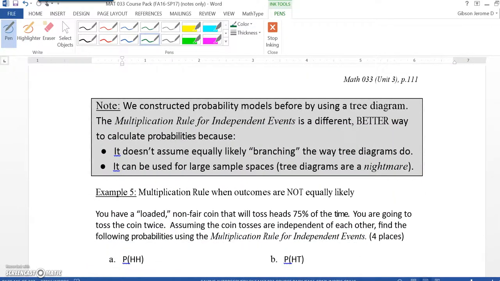It says reconstruct probability models from before by using a tree diagram. The multiplication rule for independent events is a different, better way to calculate probabilities because it doesn't assume equally likely branching the way tree diagrams do. It can be used for large sample spaces. Tree diagrams are a nightmare. Example 5. We have the multiplication rule when outcomes are not equally likely.